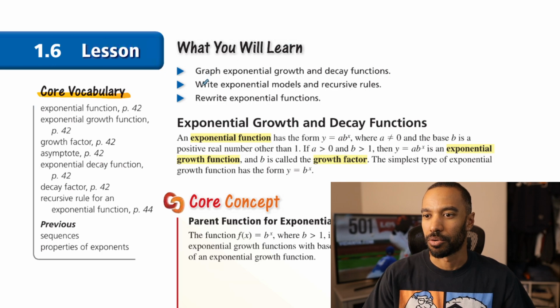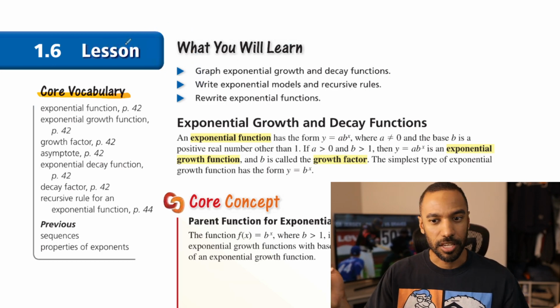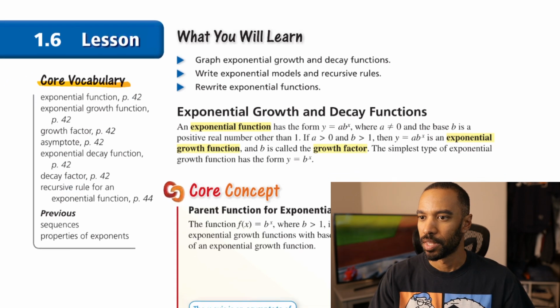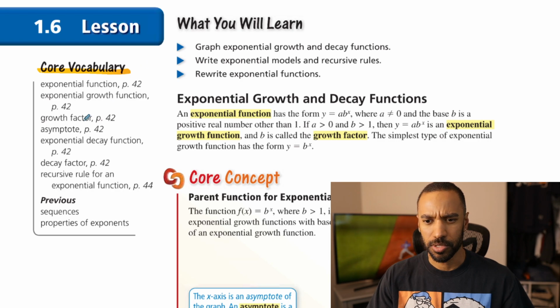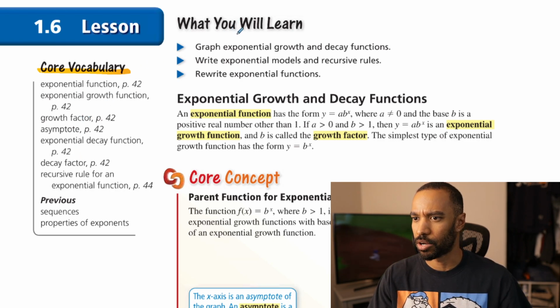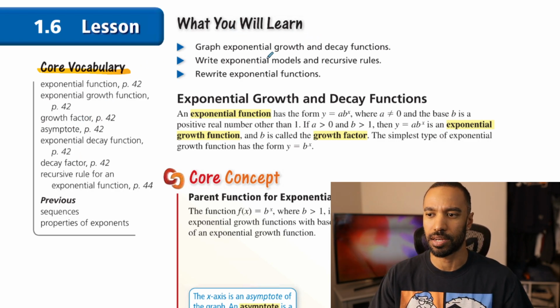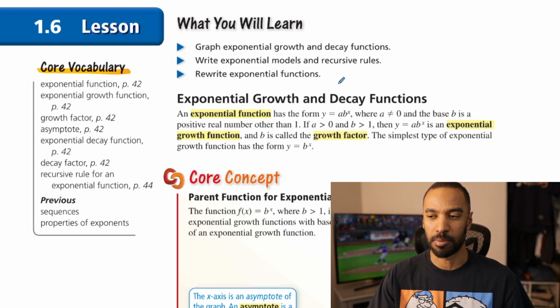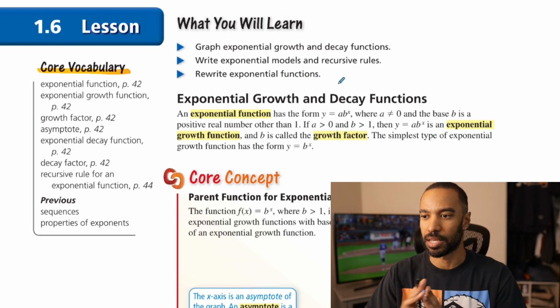Okay, so graphing exponential functions. Here's some of the core vocabulary. A lot of big things. I see recursive rule. Okay, I didn't know we were going to do that. Geometric sequences then? I don't see that on here. Okay, graph exponential growth and decay functions, write exponential models and recursive rules. I guess we're going geometric sequence. And rewrite exponential functions. So maybe based on how it's set up, we have to do something like that.